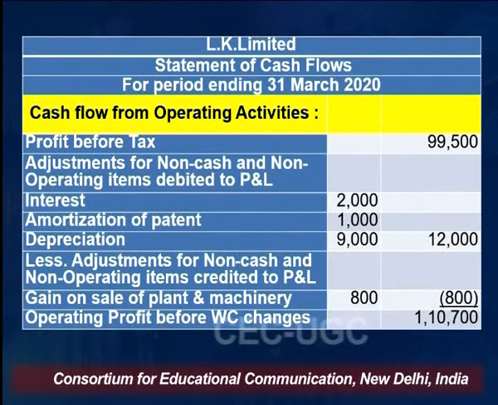Cash flow from operating activities, we started our journey from profit before tax. I took the value of 99,500. And as I told you, we have to nullify the impact of non-cash, non-operating items. So we will be nullifying the impact, which means if this item might have been added, it will be subtracted, and vice versa. If subtracted, it should be added back. So the amount of interest which was subtracted is being added here.